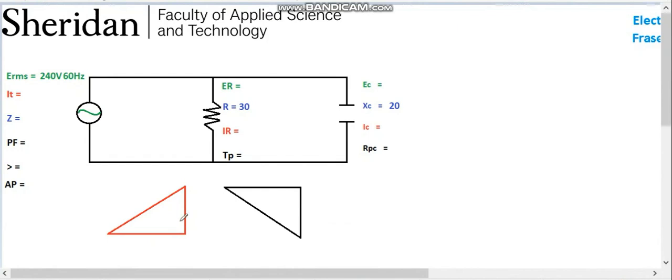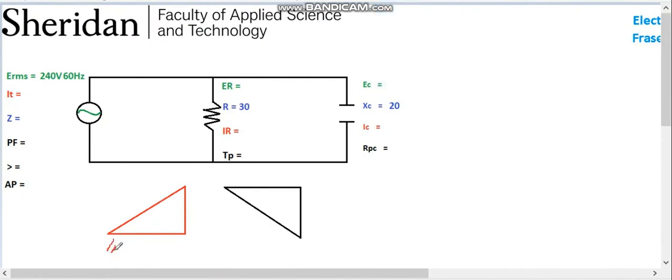And notice that I've drawn it this way versus this way. The reason that I draw it this way is just to illustrate that we know that in a capacitive circuit, ICE, that current is going to be leading. So we think of this as being the amperage at the resistor on this axis, right? Because voltage and current are in phase.